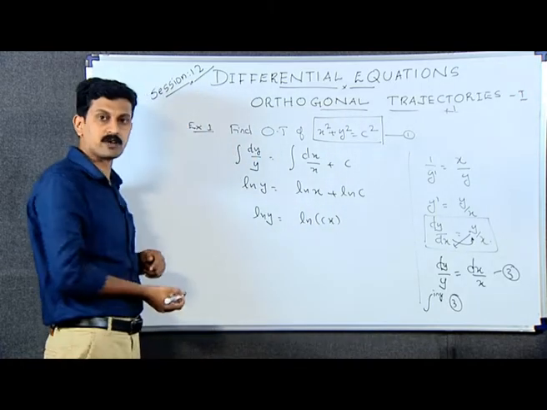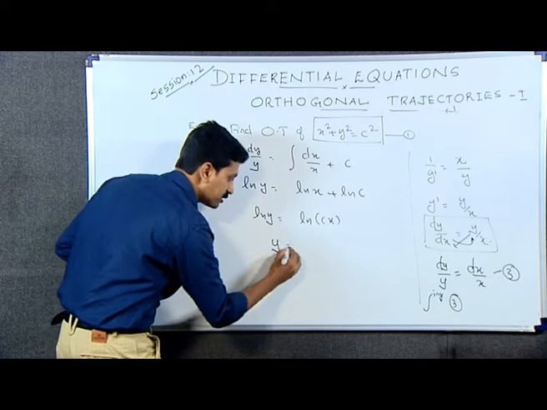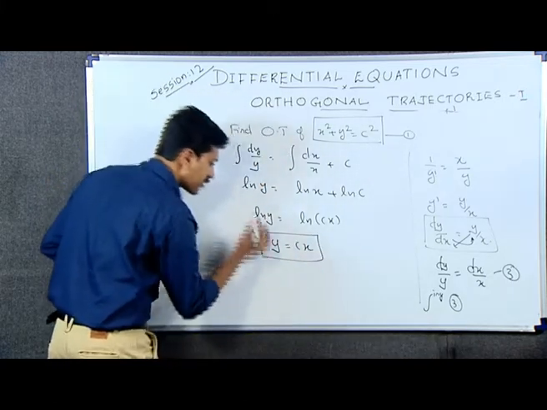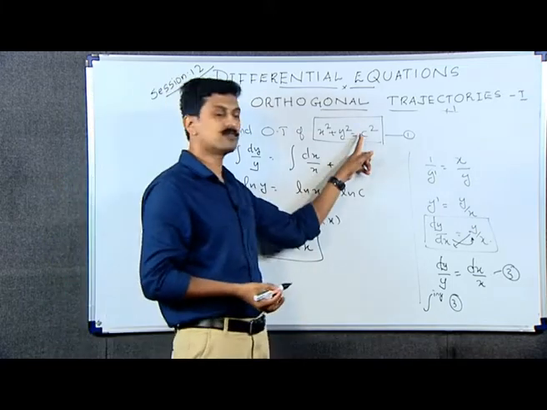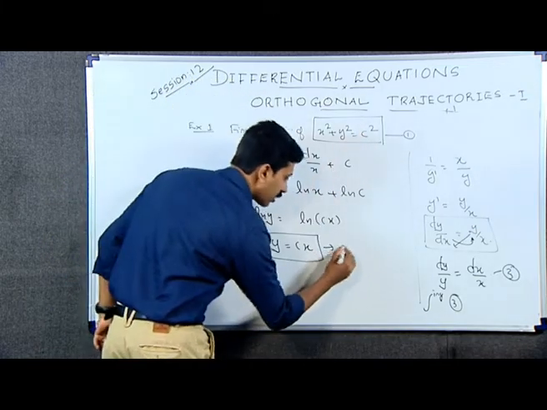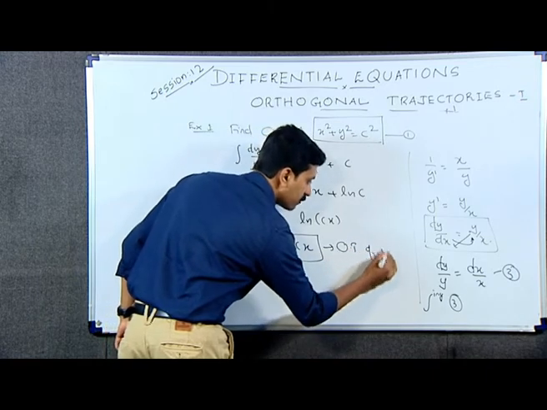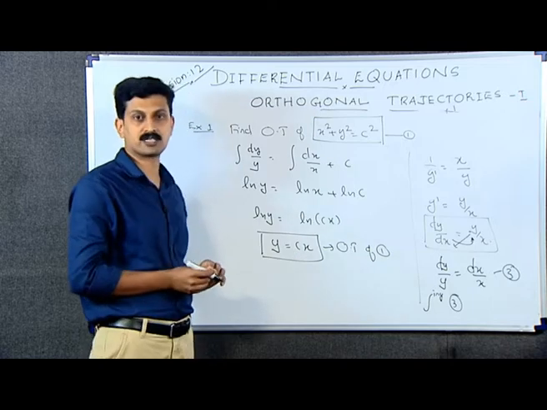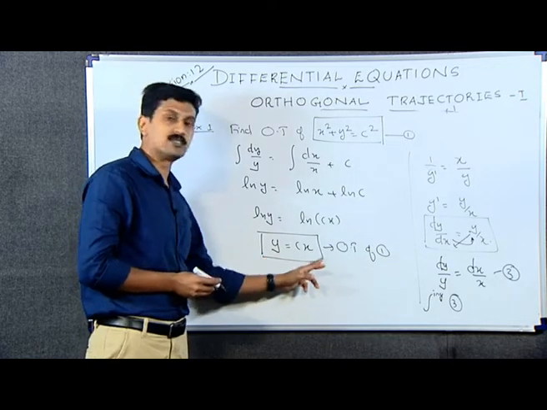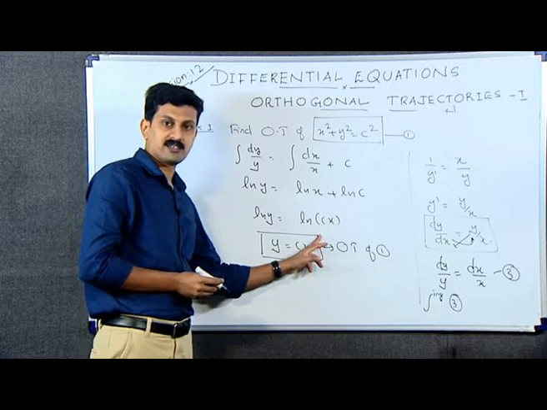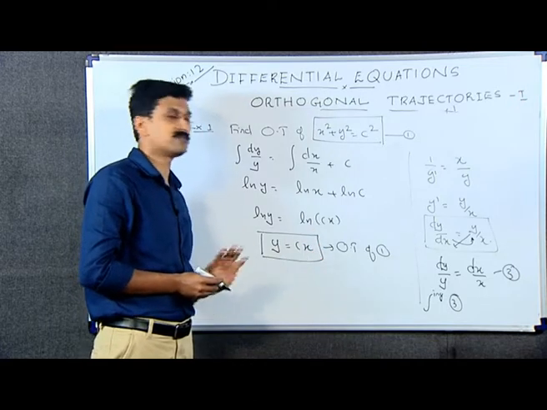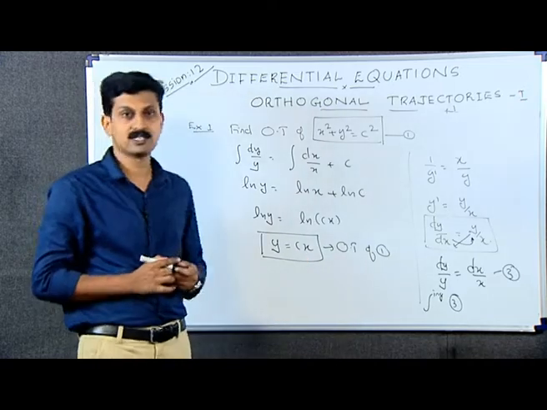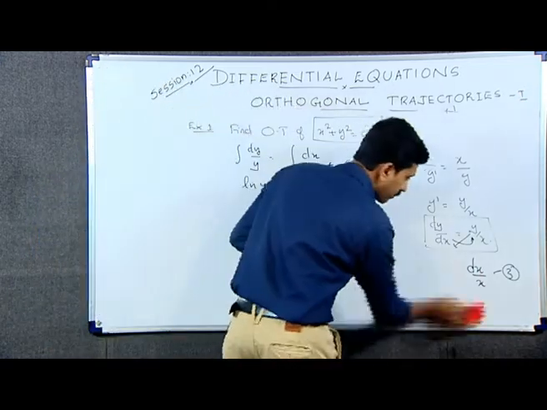So, taking exponential on both sides, we can write this as y is equal to cx, and this is the family of curves which is orthogonal to 1. These are the orthogonal trajectories of family of curves 1. Similarly, we can say that y is equal to cx means the set of all straight lines passing through the origin with slope c. We are treating c as an arbitrary constant, therefore the value of c will change. So, how will the figure come?